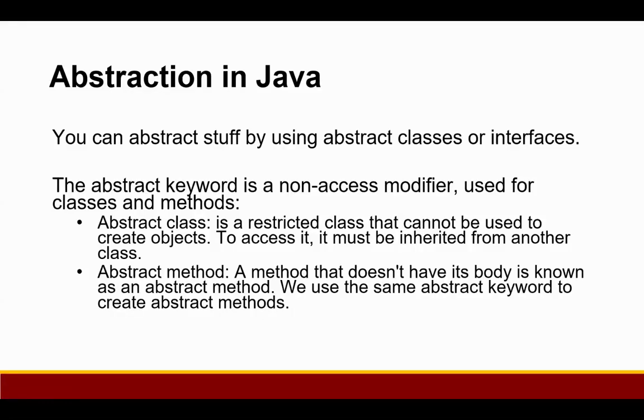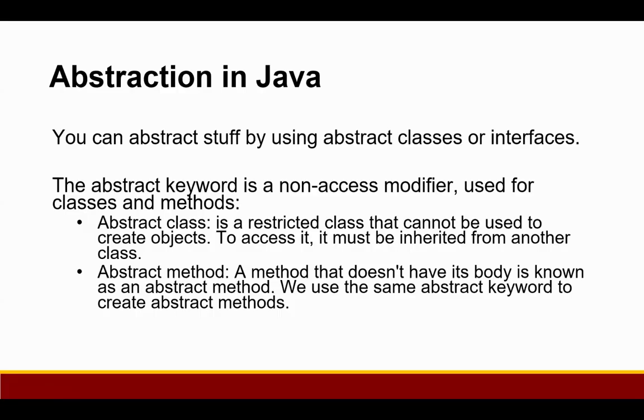Now, abstraction is a fundamental concept as well in OOP. The main goal of abstraction is to simplify complex systems by exposing only what is necessary to the user. In this way, a user can interact with the object without needing to understand the internal workings.